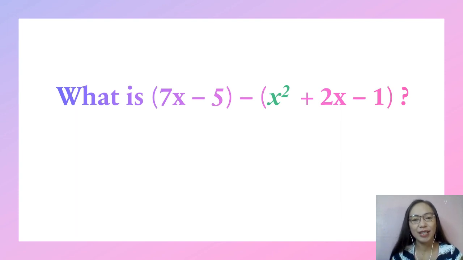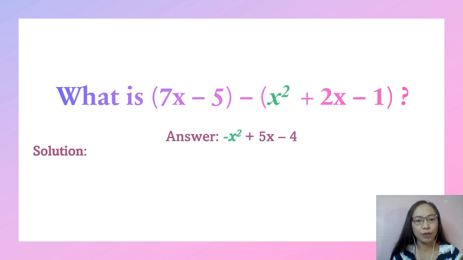Okay, this is subtraction of polynomials. You try answering. Okay, our answer is negative x squared plus 5x minus 4. Now let us recall how we answered this. Let's look at the solution.